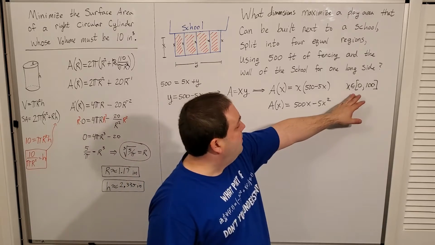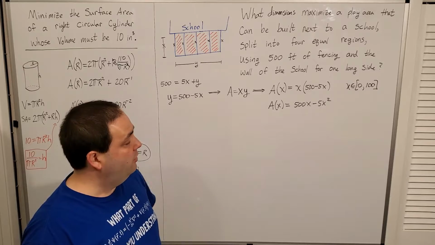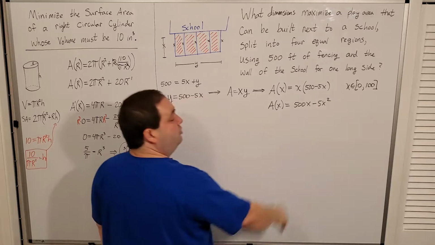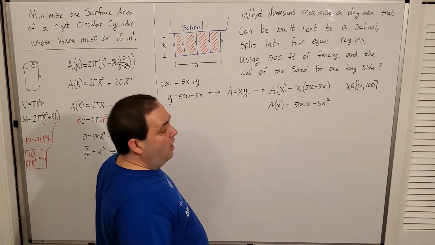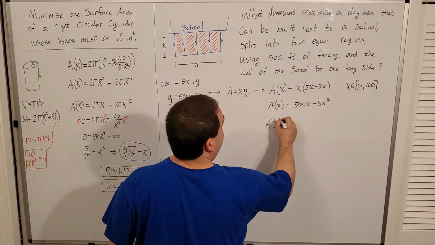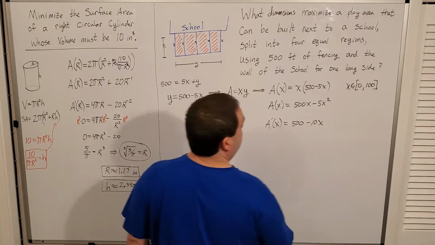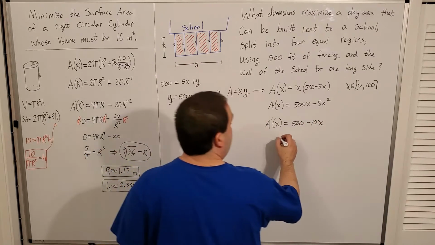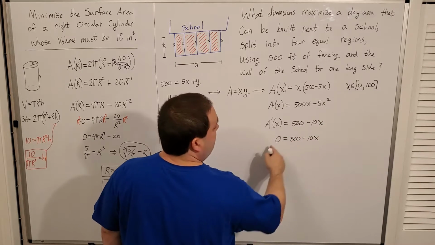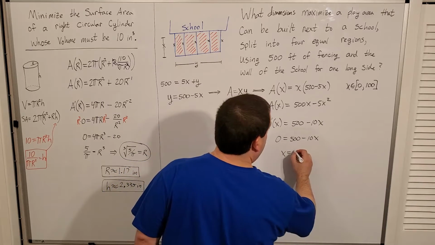All right, so that's my restricted interval, but as usual, the endpoints are not the points I'm looking for. Those are not the interesting points. And again, like I was saying, this is a parabola. You could just calculate the vertex. I'm going to stick with what we've been doing, though, right? Let's keep the pattern going. Derivative is 500 minus 10x. I'm going to set that equal to 0. That's going to give me x is equal to 500 divided by 10, which is 50.